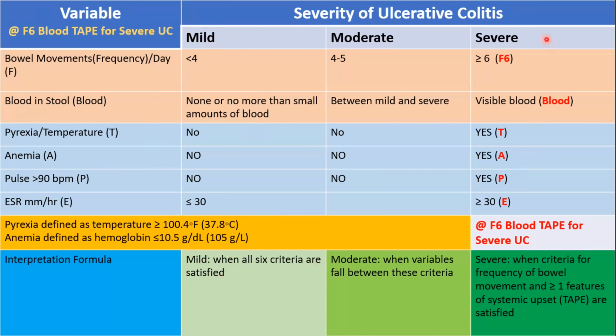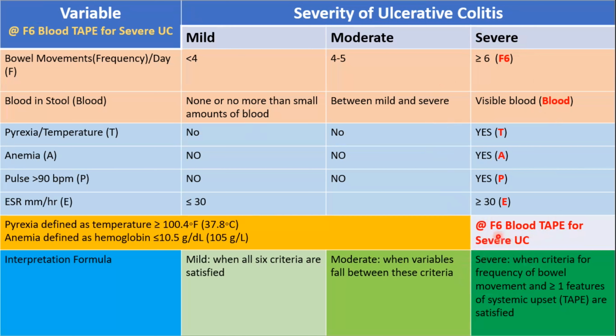In cases of severe disease, the frequency of the bowel movement is more than or equal to 6. There will be visible blood in the stool, and the patient will have a fever more than 100.4 degrees Fahrenheit, will have anemia with hemoglobin less than 10.5 grams per deciliter, the pulse will be more than 90, and ESR more than 30. So the components of severe ulcerative colitis can be easily remembered using the mnemonic F6 blood tape for severe ulcerative colitis.